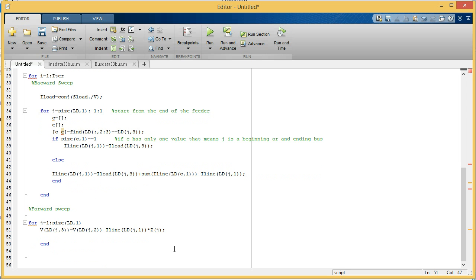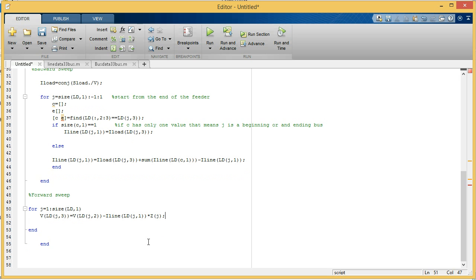And this is basically the KVL method. And let me write the end for for. Okay. And VLD JM3 means the ending bus voltage is equal to the starting bus voltage minus the line current, the line that connects these two buses to each other, multiplied by the impedance of that line. Okay, and that's all.